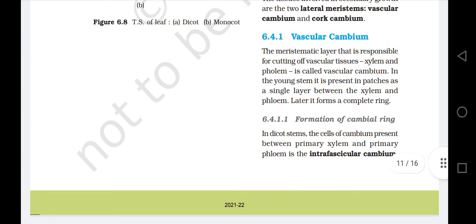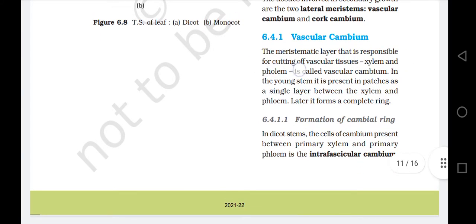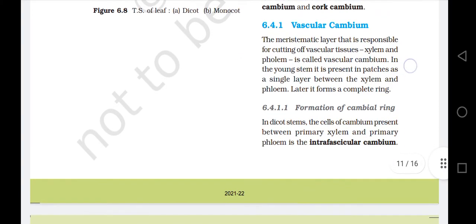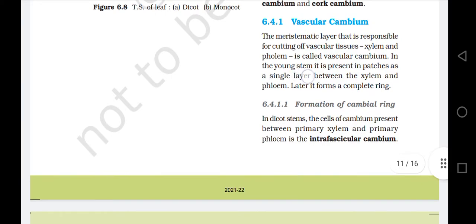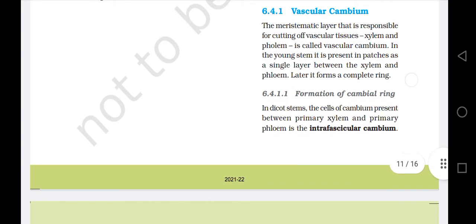6.4.1 Vascular cambium. The meristematic layer that is responsible for cutting off vascular tissues, xylem and phloem, is called vascular cambium. In the young stem, it is present in patches as a single layer between the xylem and phloem. Later it forms a complete ring.